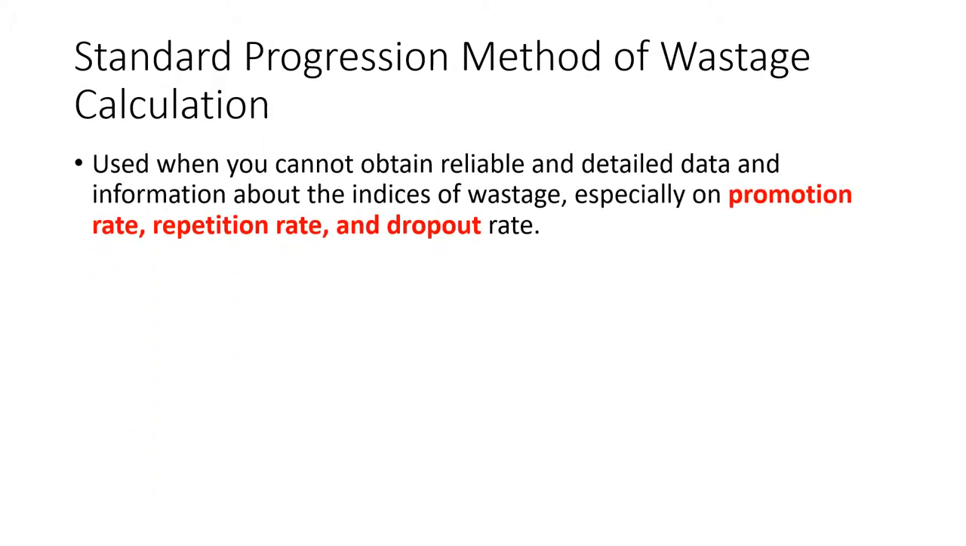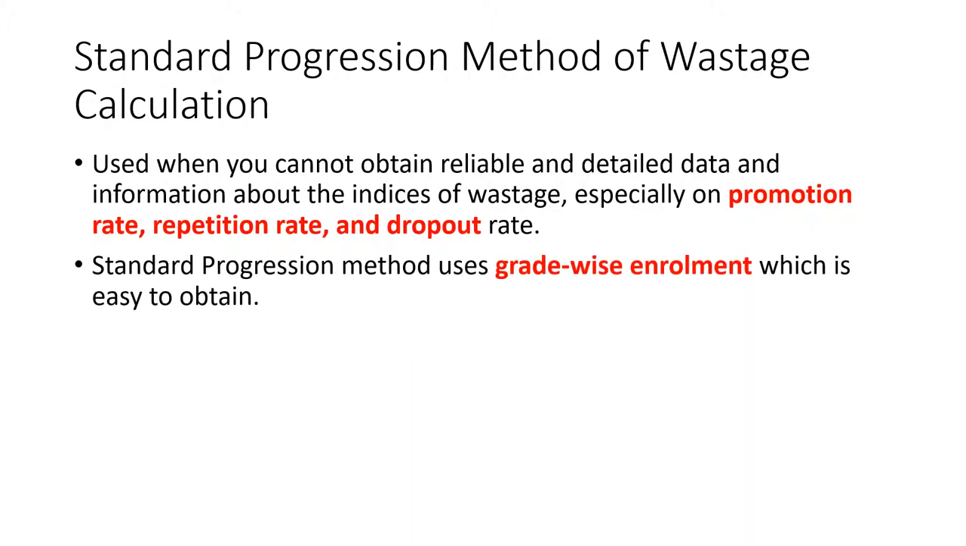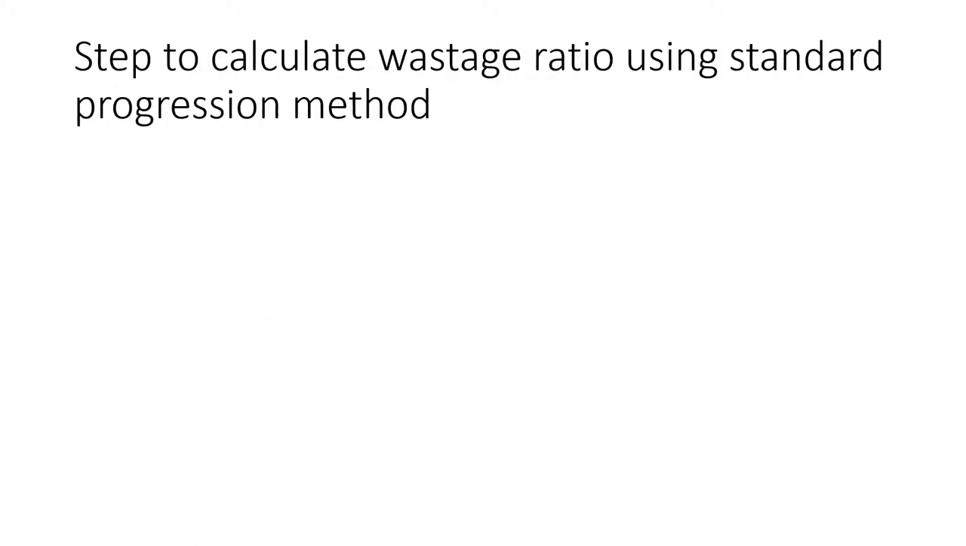internal efficiency. Now, you use this method when you cannot obtain reliable and detailed data or information about the indices of wastage, especially on promotion rate, repetition rate, and dropout rate. When you know you cannot actually attain these rates, then you use the standard progression method. Again, the standard progression method uses grade-wise enrollment, which is easy to obtain. Now, let's look at the steps you will take to calculate the wastage ratio using the standard progression method.